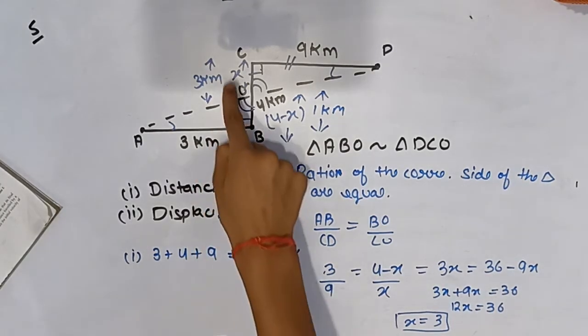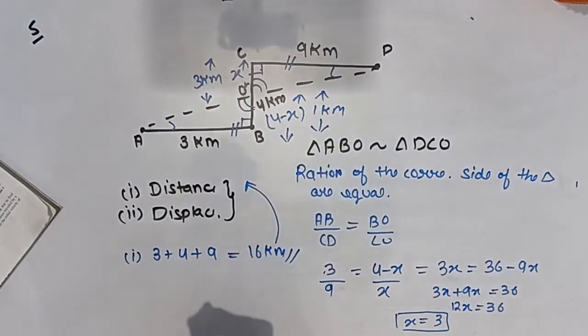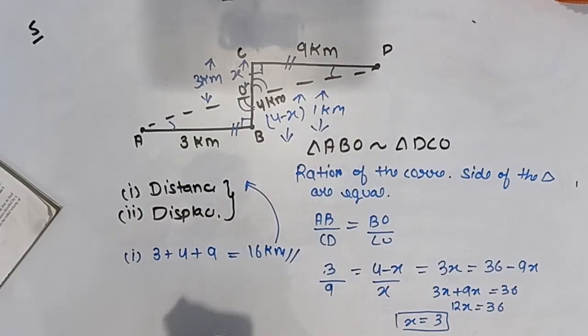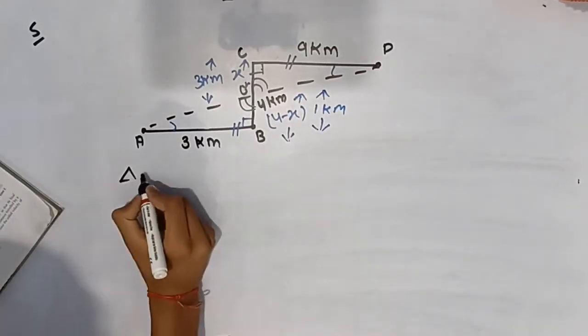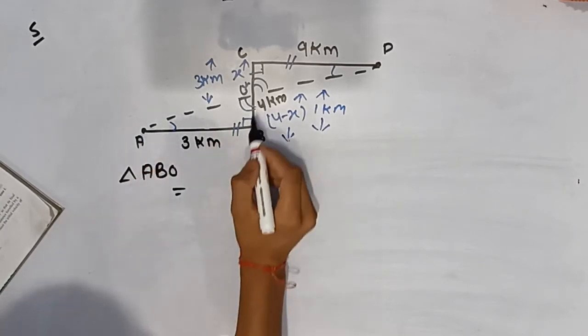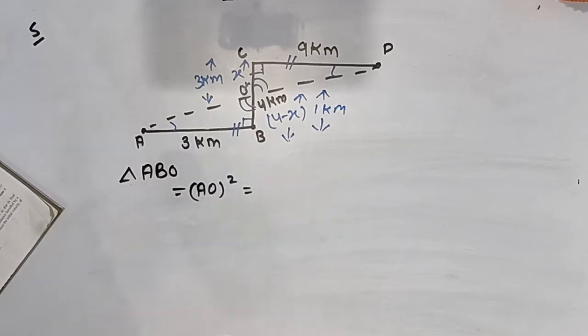See, if we got this side, we can find this side by the Pythagoras theorem. Now we got this side and this side, we can solve this by the Pythagoras theorem. We will add these both, we will get our displacement. So see how we will solve. So friends, first of all we will see in triangle ABO. See here AO is a hypotenuse.